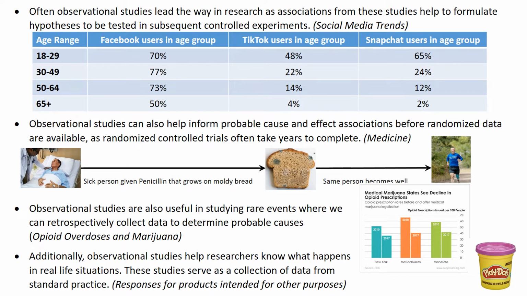Here's an example of observational information that we observed. I'm looking at the different age ranges of people who use Facebook. Well, in age 18 to 29, 70% of people use Facebook. 30 to 49, 77%. Age 50 to 64, 73%. 65 plus, 50%. I do the same thing with TikTok users and Snapchat users. And this is actual data that I downloaded. Really what we're looking at here is we're not affecting how they're going to Facebook or TikTok. We're just observing. We're collecting information by asking people, where do you go to?